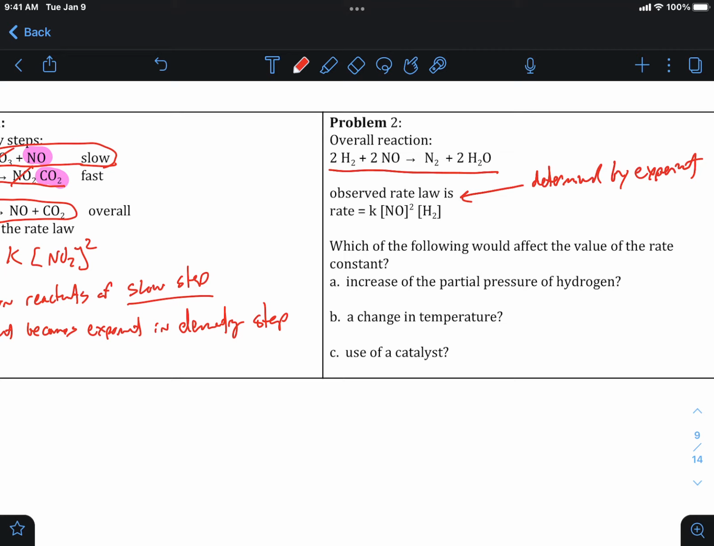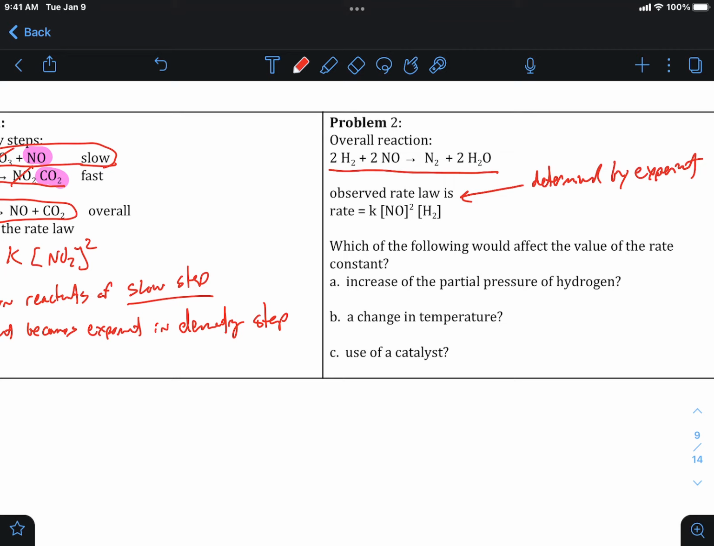Which of the following would affect the value of the rate constant? Okay, so increase the partial pressure of hydrogen. So these are all gases. That's why they're mentioning pressures. In a rate law, changing the pressure would be equivalent to saying changing the concentration. If you change the concentration, does that change the rate constant?